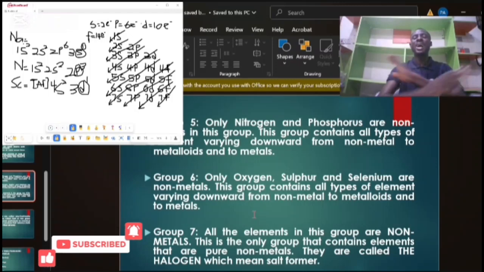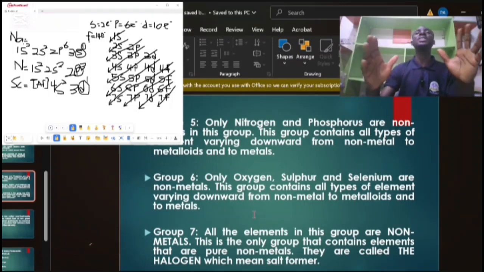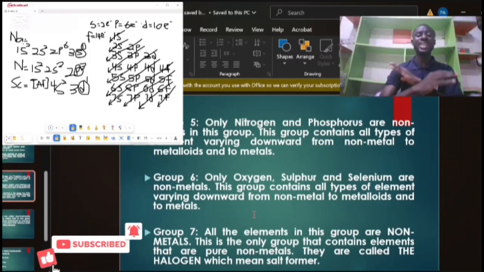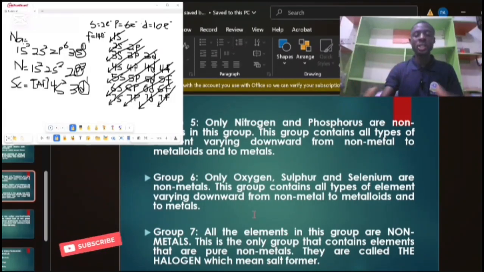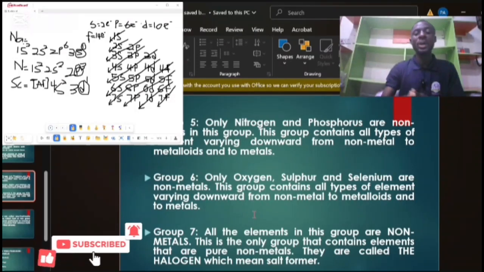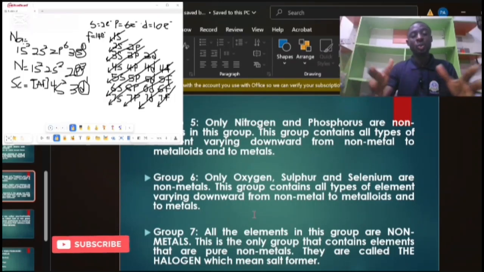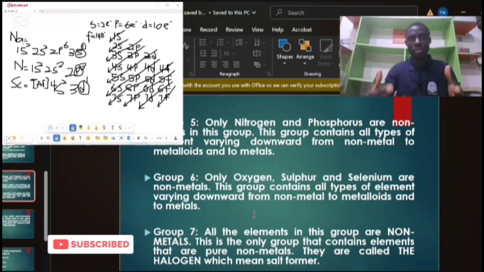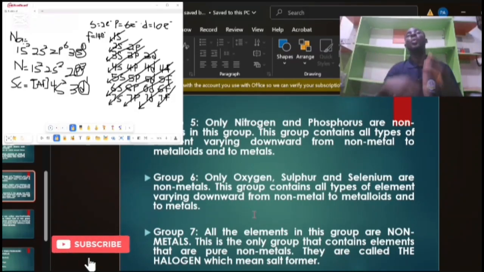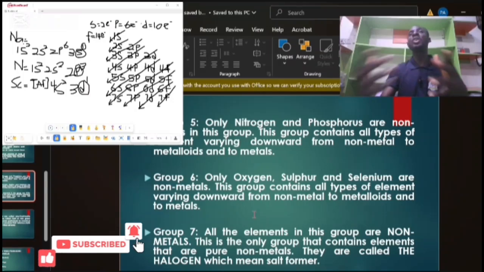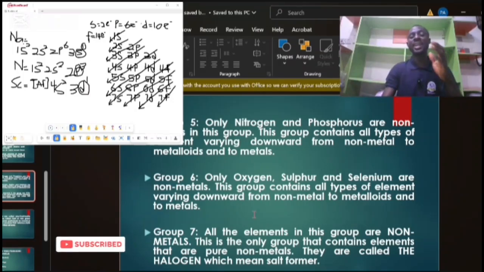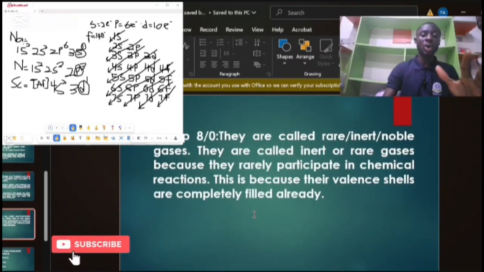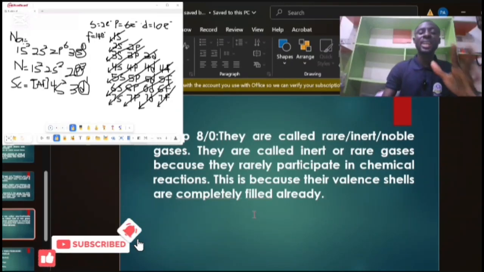And we come to group 7. All elements in group 7 are non-metals. It's only in group 7 that all the elements are pure non-metals, and they are called the halogen group. They are called the salt formers. What do we mean? All elements in group 7, if we react them with a metal, are going to form a salt. Any element in group 7, when it reacts with a metal, the resulting compound will be what? A salt. And that's why we say they are salt formers.